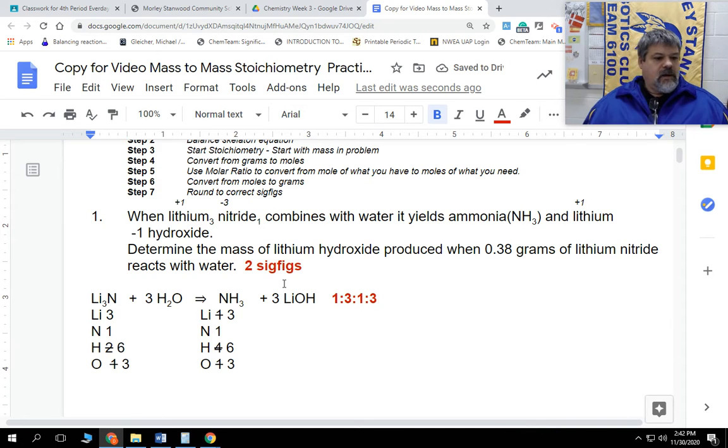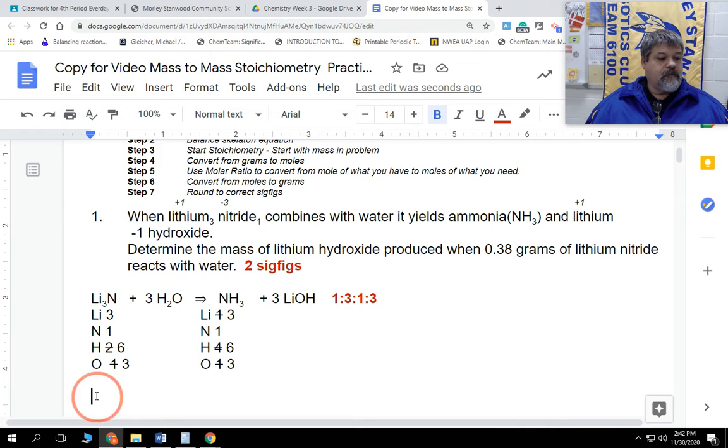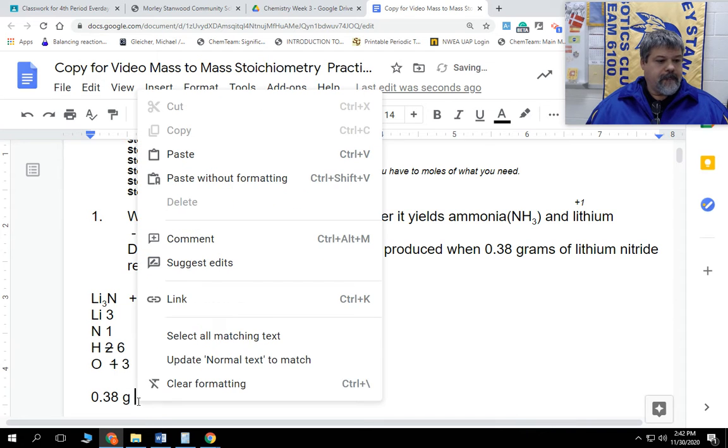Okay. So what's next? Well, remember, after we do our balanced equation, we have to start our stoichiometry, and we're going to start with the mass that's in the problem. So it's 0.38 grams. So we're going to go down here, and we're going to put in 0.38 grams of lithium nitride. So lithium nitride, again, is right here. There's lithium nitride. So we're going to copy that, and we're going to paste that right there.